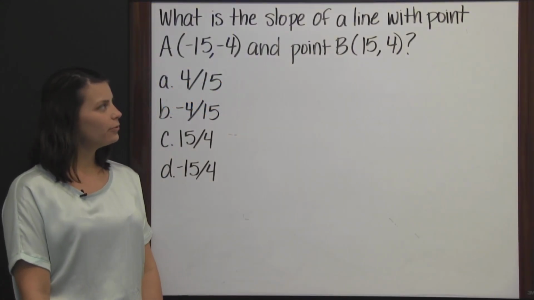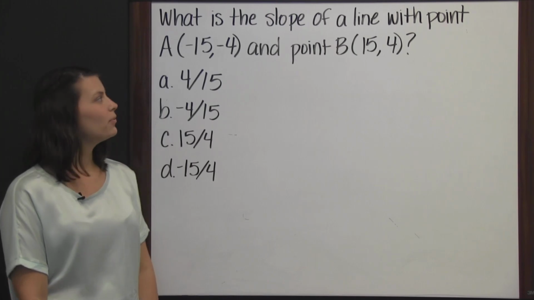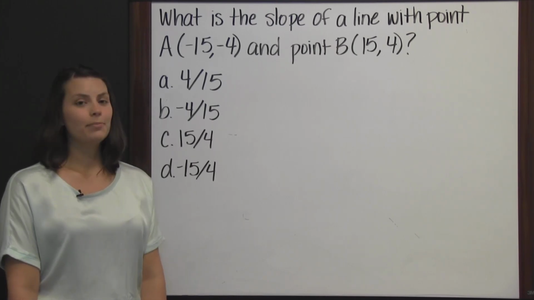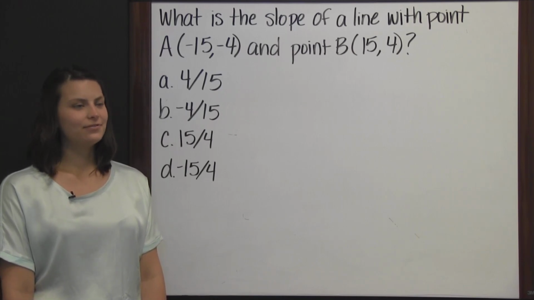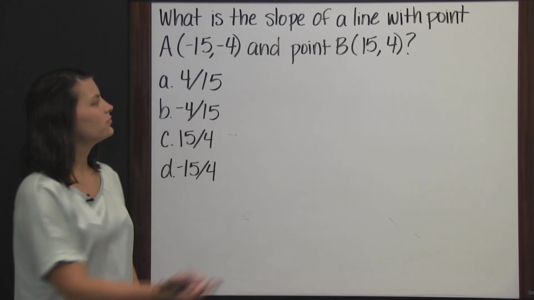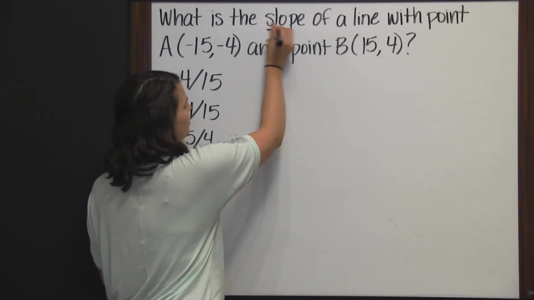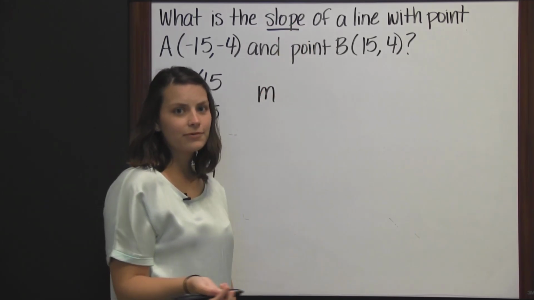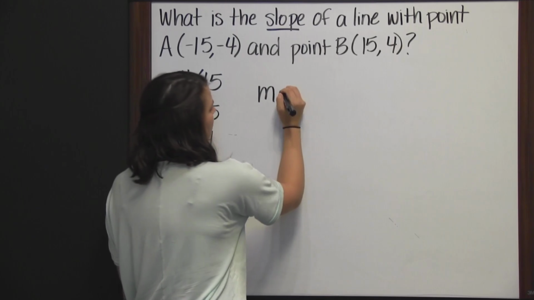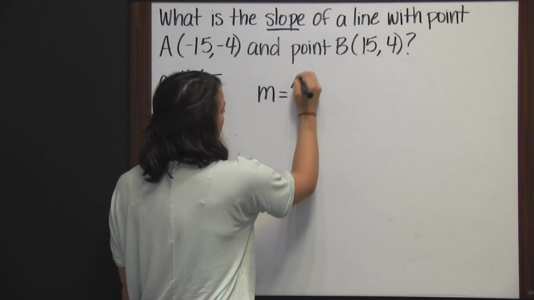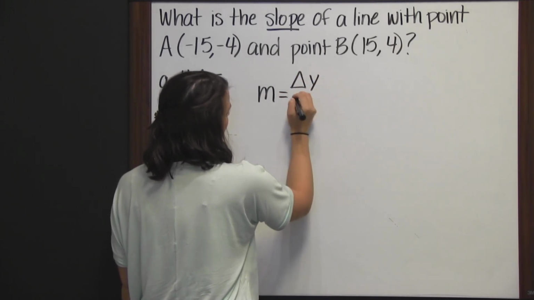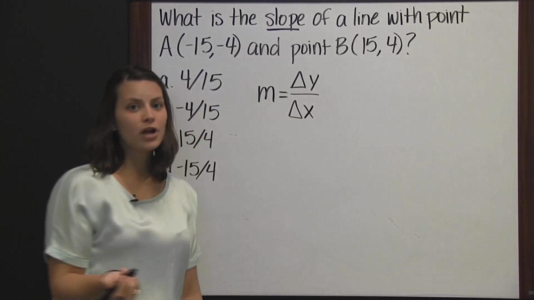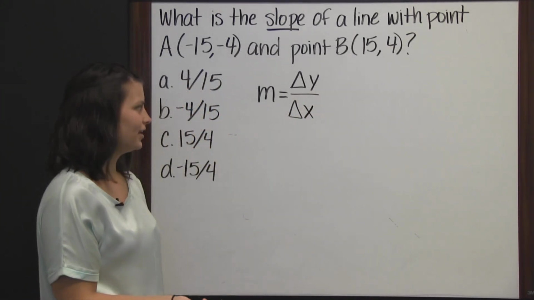What is the slope of a line with point A (-15, -4) and point B (15, 4)? To find the slope of a line, we usually use m for slope in math. The slope is the change in y divided by the change in x. And that triangle stands for "change in."